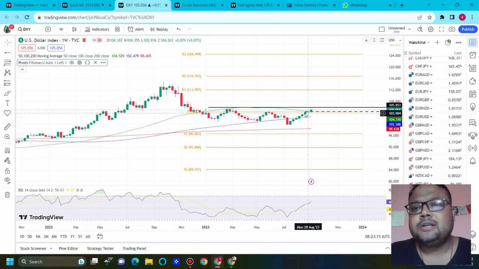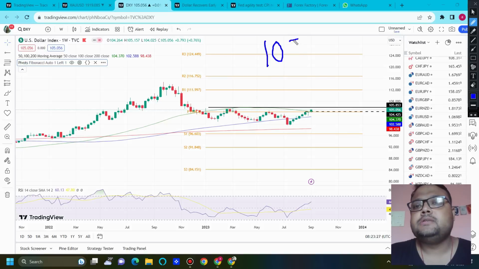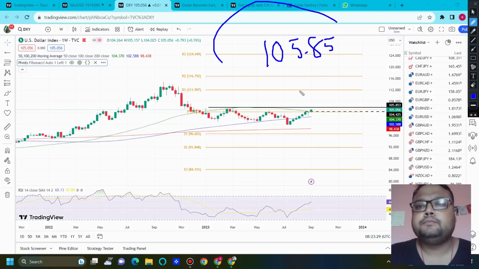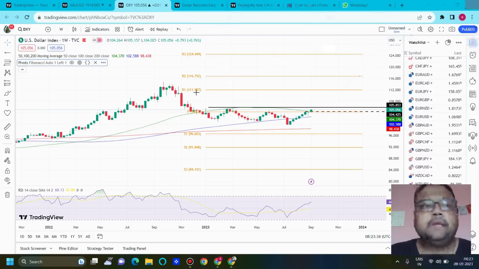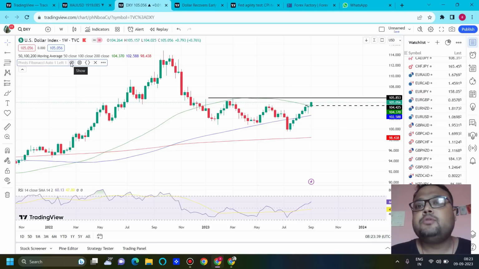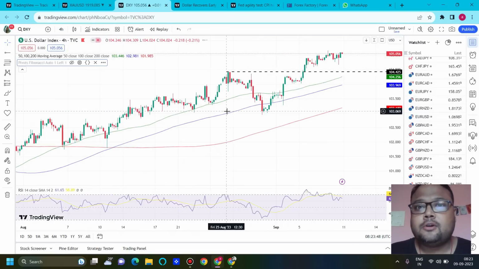that DXY was struggling around a weekly pivot of 104.50 to 104.60, and finally this week DXY broke it, and right now it is heading towards the next resistance of 105.85. So you can see that DXY's next resistance is around 105.85, and if the up move continues, then obviously fundamentals will win and it will break the next resistance of 105.85 as well. So my dear friends, plan your trades accordingly.